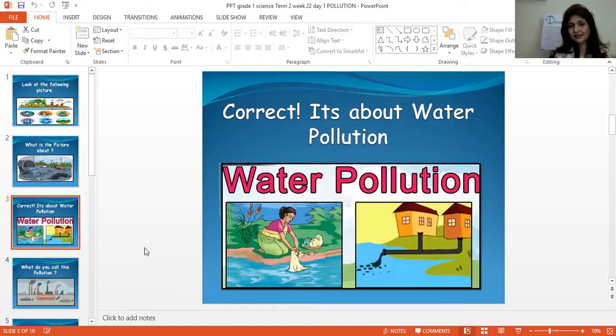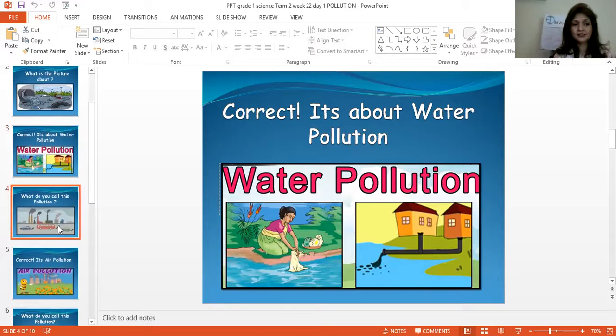water pollution, correct? You can see here how this mother is washing clothes in this water, and this again is polluting the water because she's washing dirty clothes, so it's making the water dirty. How this oil is coming, all the waste is coming from these houses, from this building to this sea. Again, it's harmful. It's making the sea polluted.